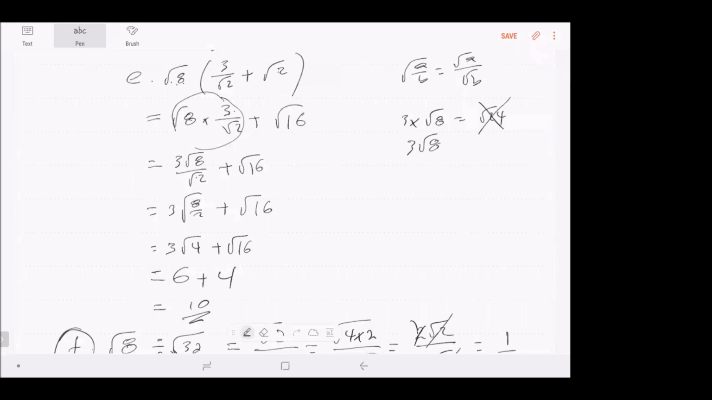Okay, plus the square root of 16. As we said last time, the square root of a over b is the square root of a over the square root of b. By this property, we can again write the square root of 8 over 2. So when we simplify 8 over 2, it is 4. When 4 comes out of the square root it is 2, and 2 times 3 is 6. When 16 comes out of the square root it is 4. 6 plus 4 is 10. What about now?